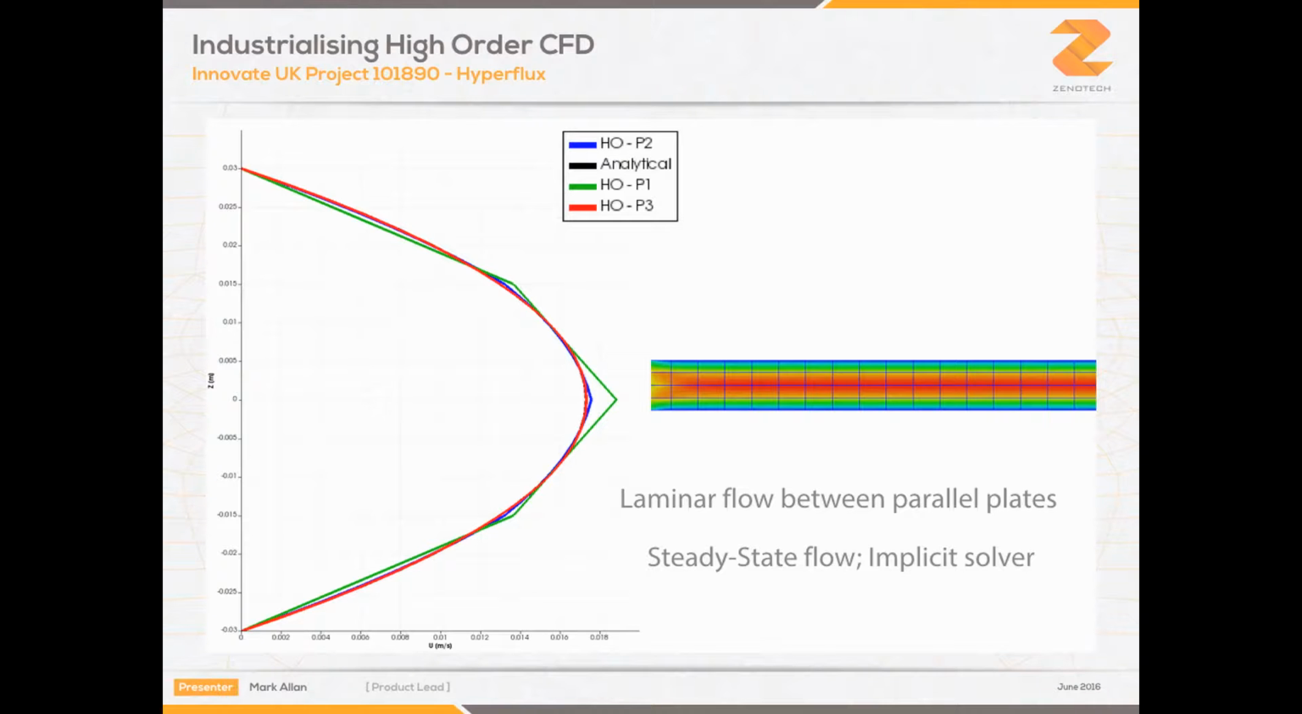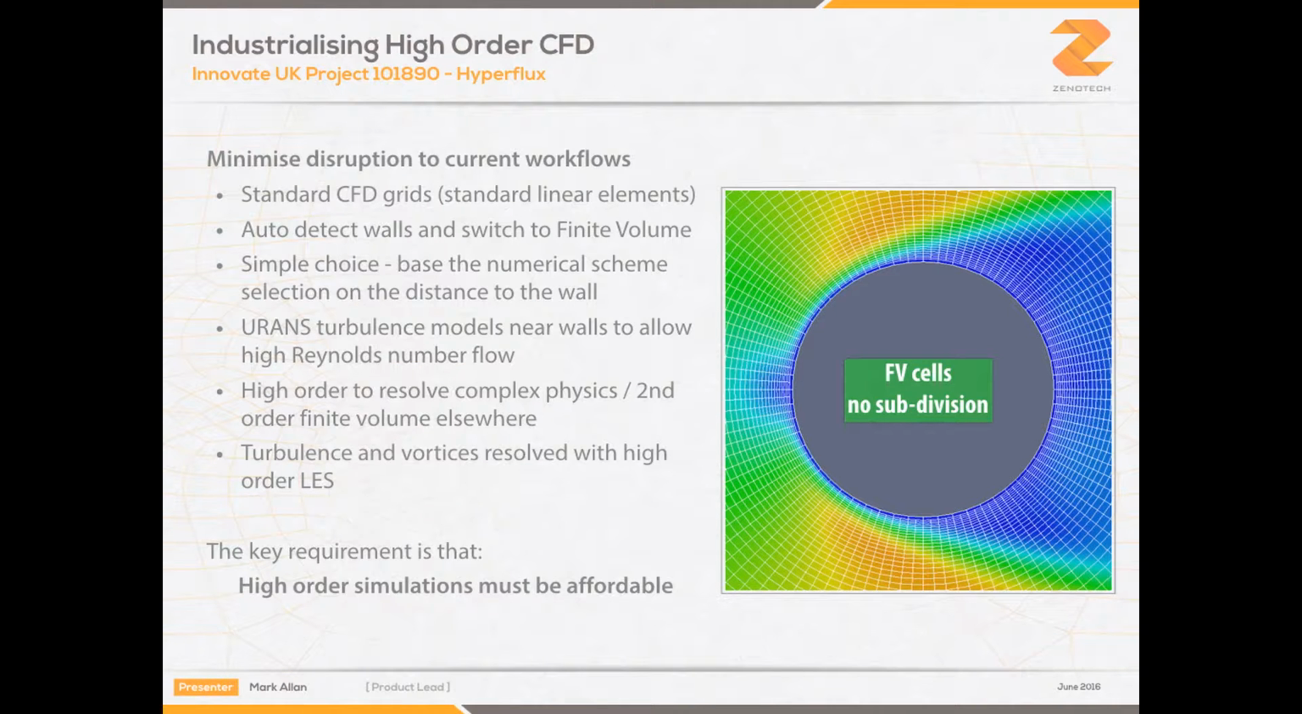The blue curve represents a quadratic solution within the cells, and the red curve indicates a cubic solution within the cells. And as we can see, as we increase the polynomial order, we get closer and closer to the analytical solution. Therefore, high-order methods provide us the opportunity to have highly accurate simulations with relatively coarse grids. And ultimately, what we're trying to achieve is a highly accurate solution with the minimum number of degrees of freedom possible.